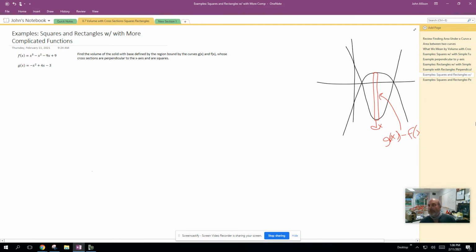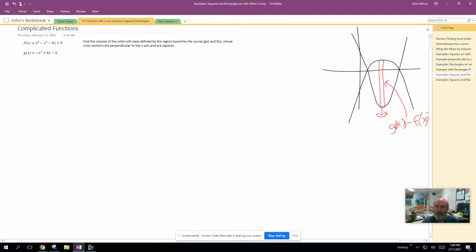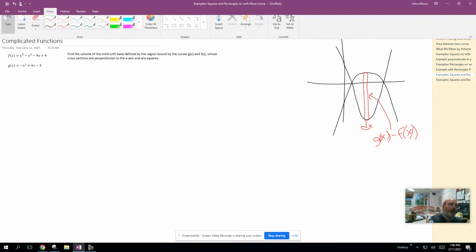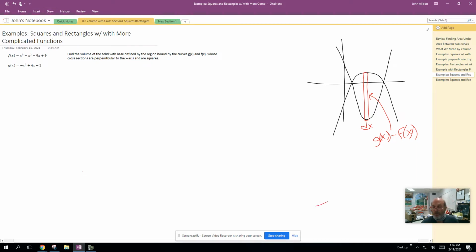Top curve minus bottom curve. So I'm going to pull that out, and I'm going to draw one of the cross sections. This side is g of x minus f of x.